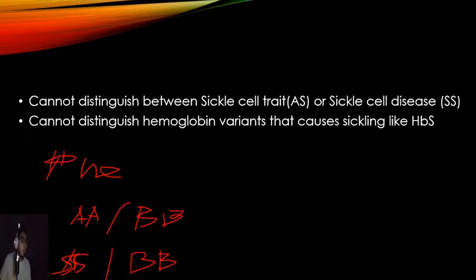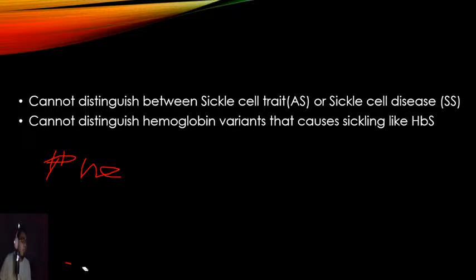So that's basically my brief discussion on trait and disease. With trait, you're just carrying a gene. You may suffer from sickle cell crisis. It could be a mild form of sickle cell crisis, but not all your cells will have sickling tendencies. So that's one of the limitations of this test. Another one is sickle cell disease, where the whole cell, or the majority of the cells in your body, produces hemoglobin S.